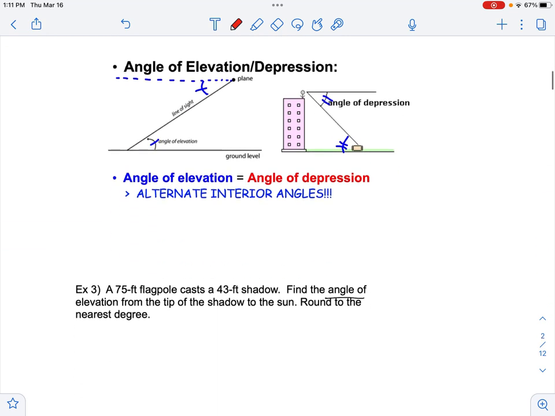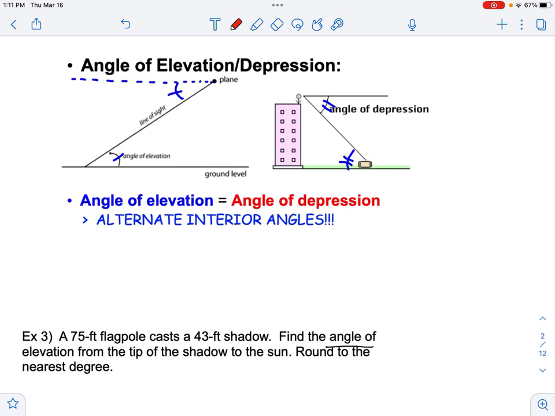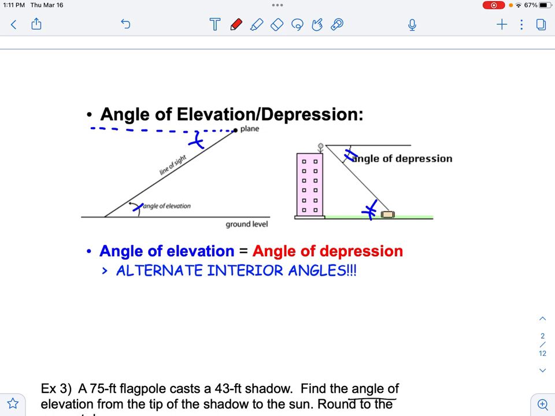Let's go to angle of elevation and depression, because you're going to need to work with this type of description in some of our problems here. Just to reiterate what this means. An angle of elevation means that we are starting at, think of it as starting at a low point. So let's say you're a person standing down here.